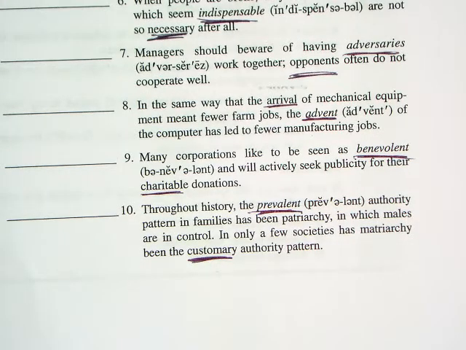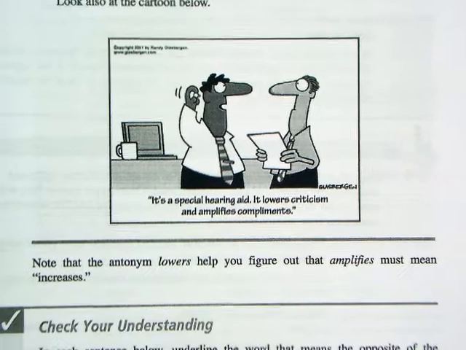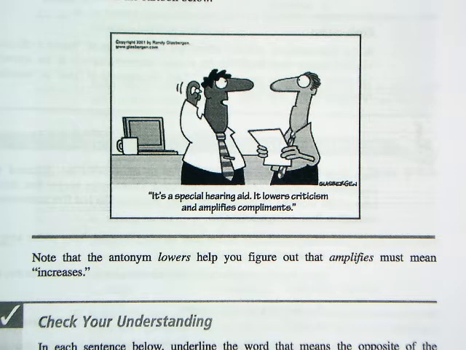The key idea there was to recognize that within that item, the synonym existed. You weren't coming up with your own. Next page on antonyms. Antonyms are about opposites. Instead of meaning the same thing, they mean exactly the opposite. For example, it's a special hearing aid. It lowers criticism and amplifies compliments. Note the word antonym, lowers, helps you figure out that amplifies must mean increase.